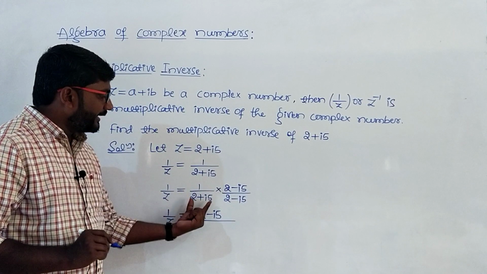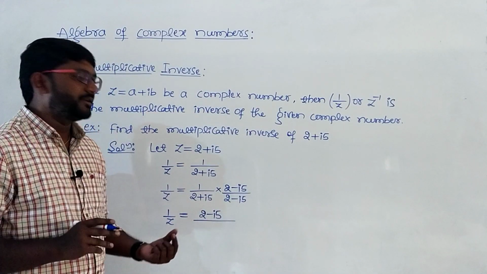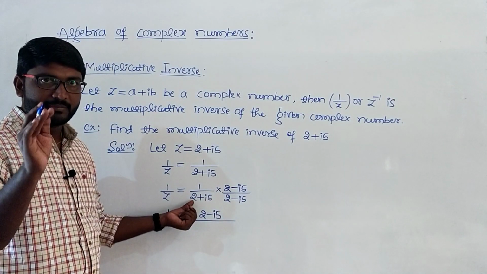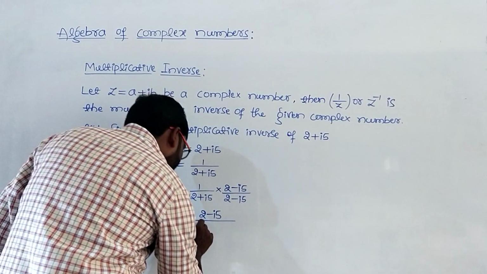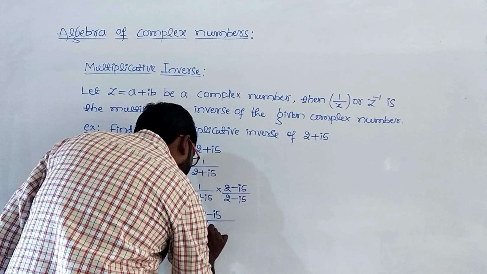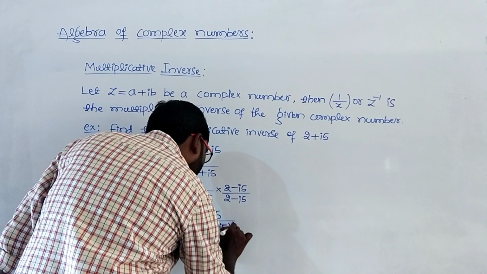ಡಿನಾಮಿನೇಟರ್ ಯಾವ ಫಾರ್ಮ್ದಾಗ ನೋಡ್ರಿ, a plus b into a minus b ಫಾರ್ಮ್ದಾಗ ಅದ, ಅಂದ್ರೆ a ಸ್ಕ್ವೇರ್ ಮೈನಸ್ ಬಿ ಸ್ಕ್ವೇರ್. ಇಲ್ಲಿ a ಸ್ಕ್ವೇರ್ ಅಂದ್ರೆ 2 ಸ್ಕ್ವೇರ್ ಆಗ್ತದೆ, ಮೈನಸ್ ಬಿ ಸ್ಕ್ವೇರ್ ಅಂದ್ರೆ I into 5 ದ ಹೋಲ್ ಸ್ಕ್ವೇರ್ ಆಗ್ತದೆ. ಸೊ 2 ಸ್ಕ್ವೇರ್ ಮೈನಸ್ I into 5 ದ ಹೋಲ್ ಸ್ಕ್ವೇರ್.